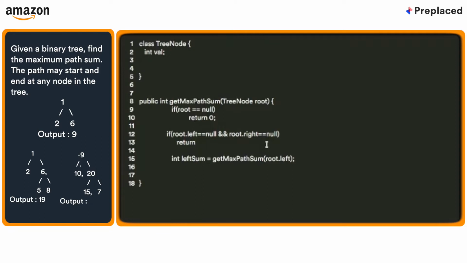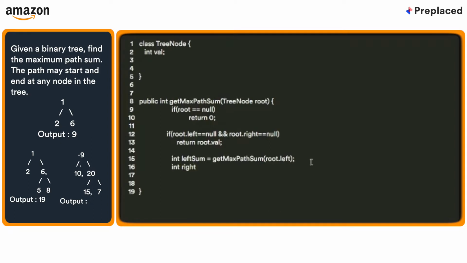So if left and right are null, I will return root dot val, basically the actual value. For example, I reached 5 here, left and right are null, so I'll return 5, 8, like that. So that is one check I'm doing.